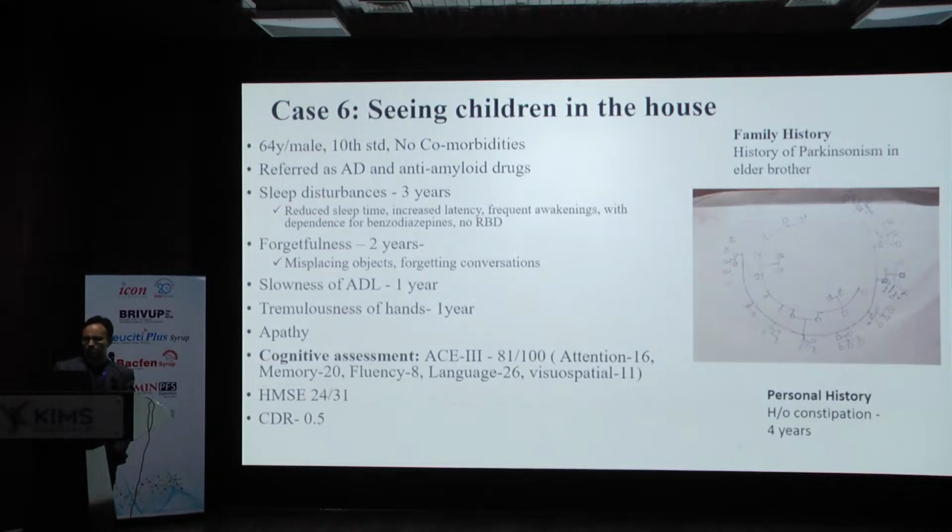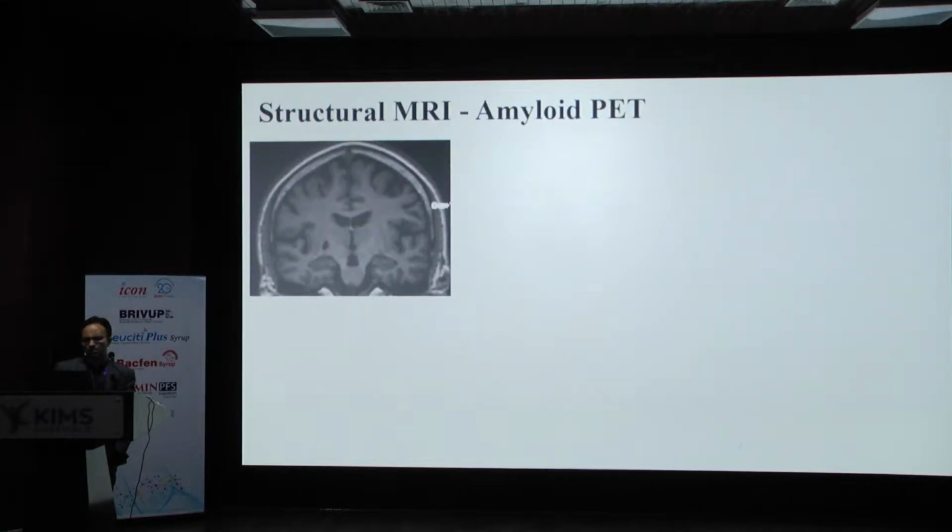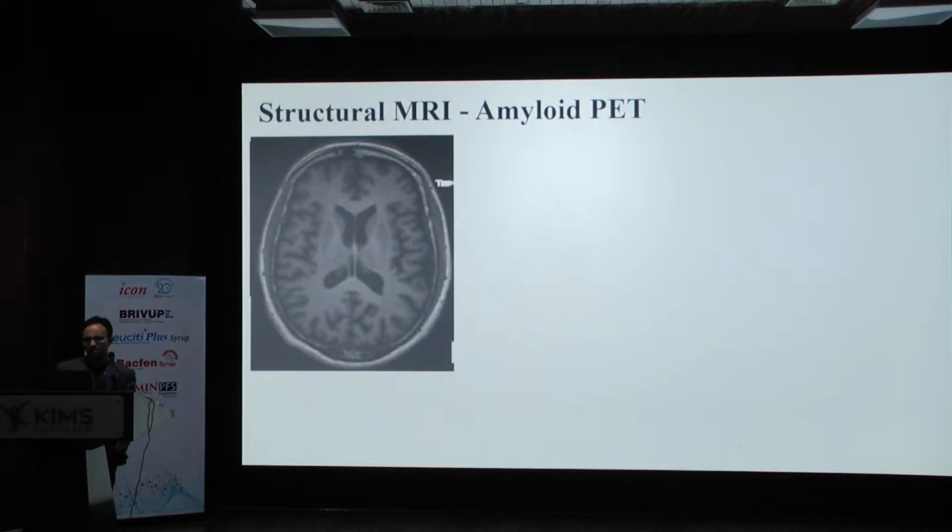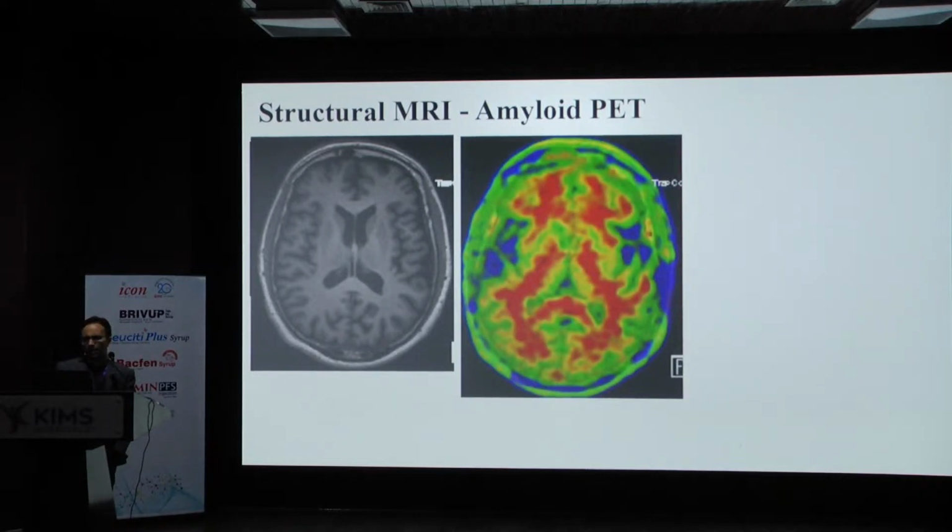And cognitive assessment scores were quite slightly reduced. ACE was around 81, MMSE was 24, CDR was 0.5. And then his scan was done outside, which was not suggestive of Alzheimer's disease. If you see, this is again not much atrophy, very mild. It could be even reported as mild cerebral atrophy. And the scan, positive, negative? Negative, excellent. It's a negative scan, right?